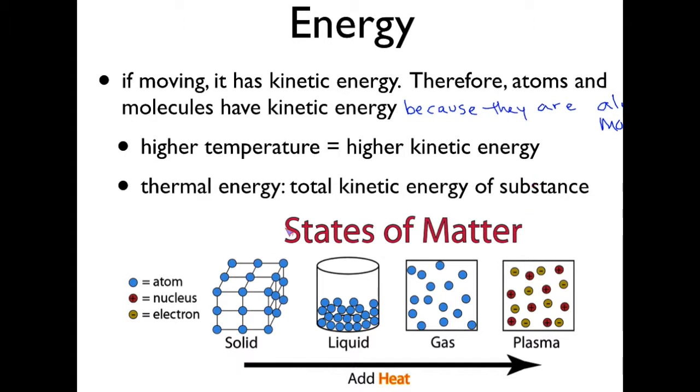And then we can talk about the thermal energy. Again, that thermal energy is the total kinetic energy of a substance. So when you go from a solid to a liquid to a gas and then to a plasma, you're adding heat the whole time. Okay? And so a solid has less kinetic energy than a gas. A liquid has less kinetic energy than a gas, but more than a solid. And so by finding out what phase the substance is in, you can compare relative kinetic energy.